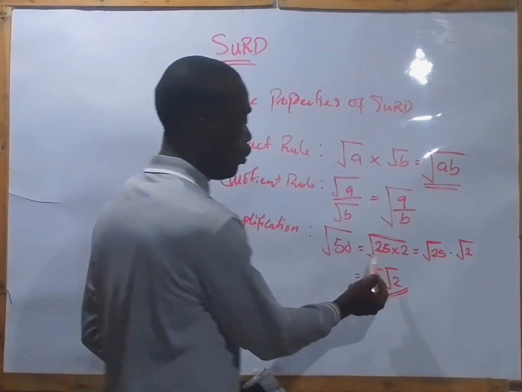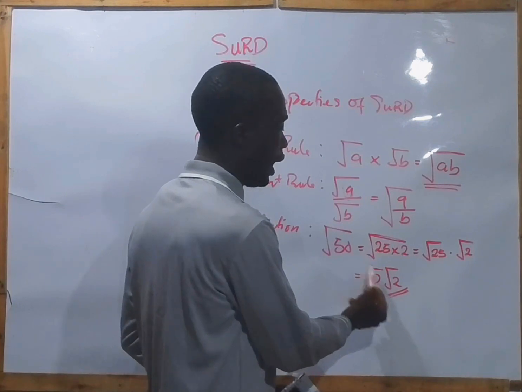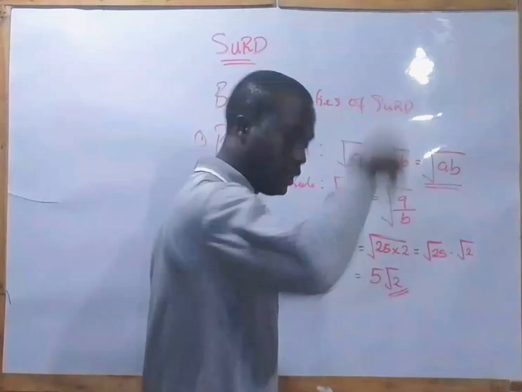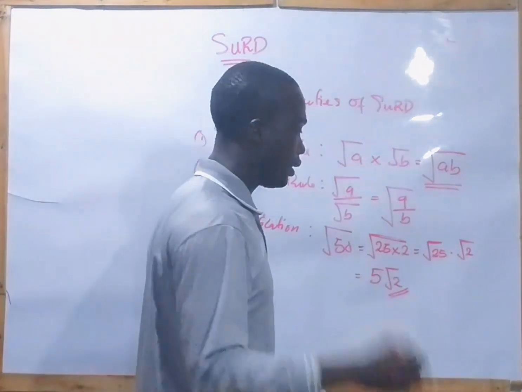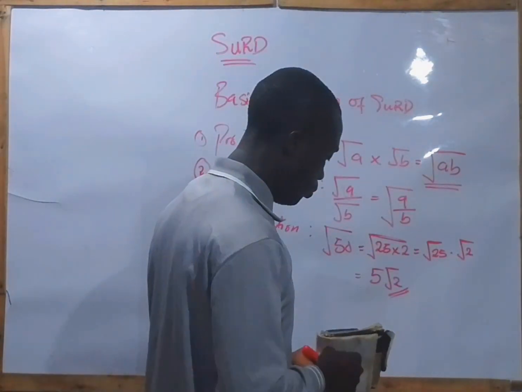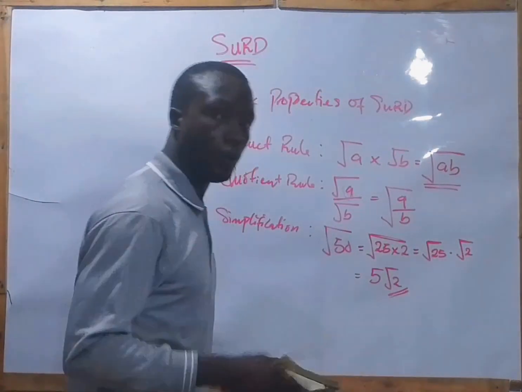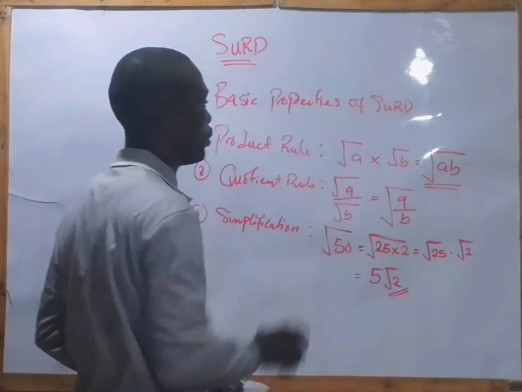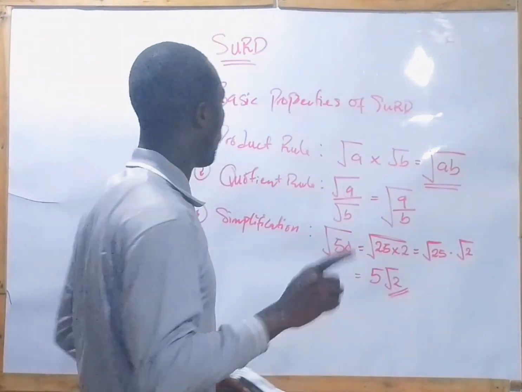Now, if you divide by 2 and it's not giving you a perfect number, you divide by 3. Now, we'll be moving forward to see more questions on it. So these are the basic properties of surds.